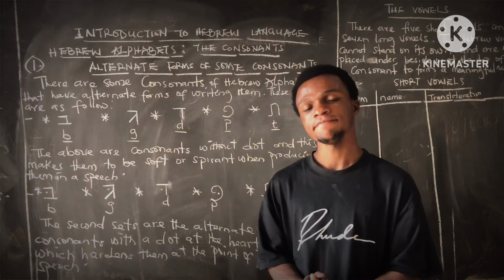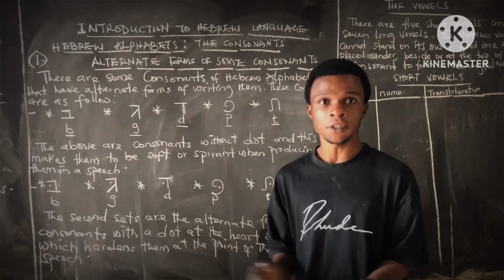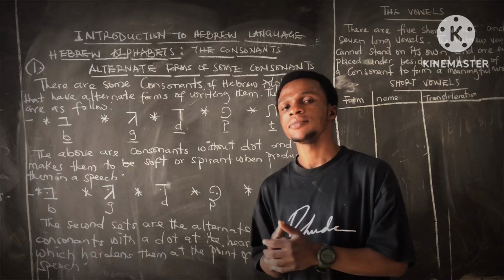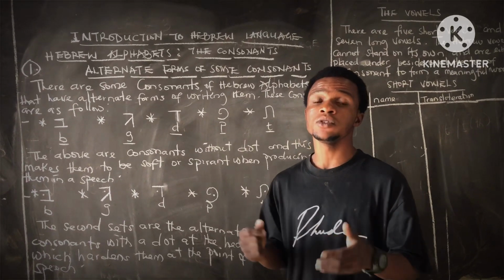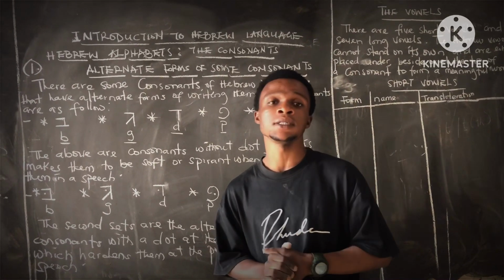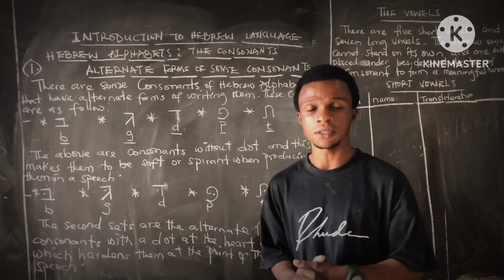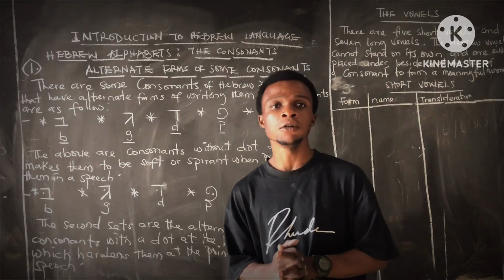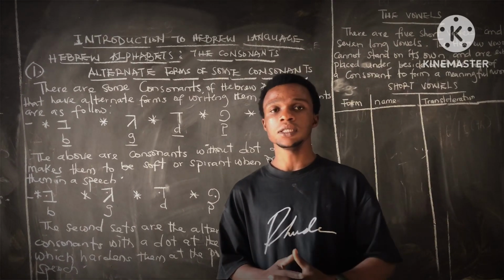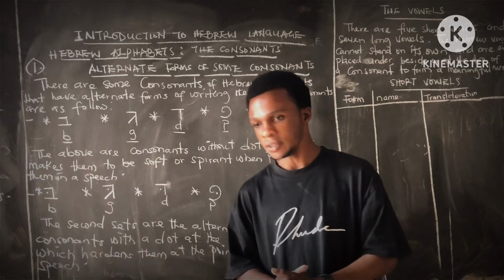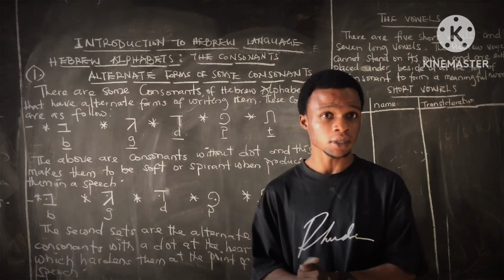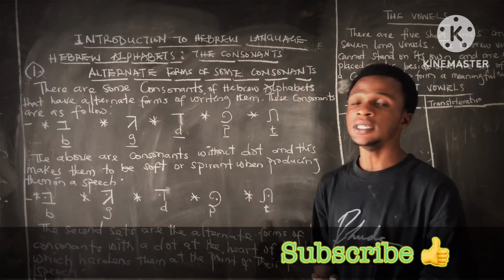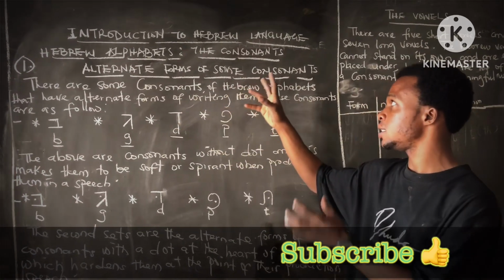In our previous lessons, we have been able to observe the 22 consonants of the Hebrew alphabet. So we are moving on to the next stage of the Hebrew consonants, and this aspect is very important for us to understand. We have it here titled the Hebrew alphabet, that is, the consonants.